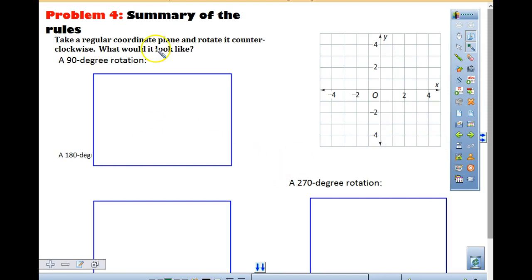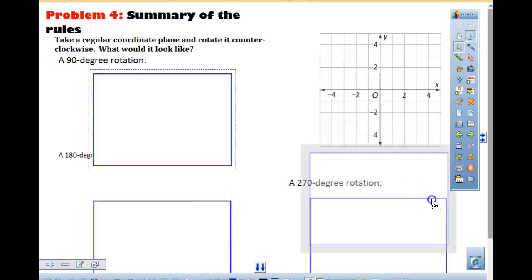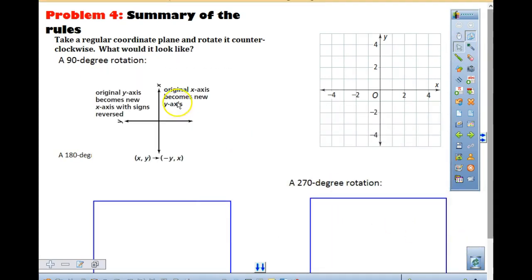So it says if we take a regular coordinate plane and rotate counterclockwise, what would it look like? So if I take this coordinate plane, what I want you to do is to just copy this into your notes. Again, you can pause the video. What's going to happen if we turn at 90? So thinking about turning at 90, what was x, now the x is here, and our y, and this is our rule. Okay, what we just did.